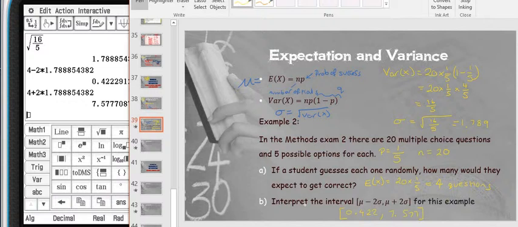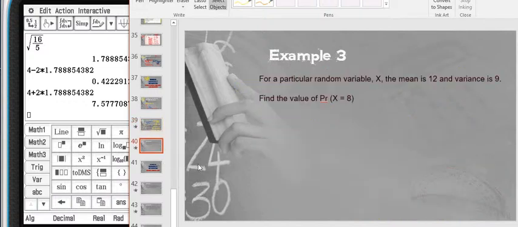Remember, this interval is always approximately equal to 95% of the values. So we're expecting 95% of students to get this correct. So that means it is highly likely that if everyone was guessing that they would get between 1 and 7, if we're rounding, between 1 and 7 multiple choice questions correct when they're guessing. Personally, I think that is not a very good rate, so I'd recommend that you don't use that strategy.